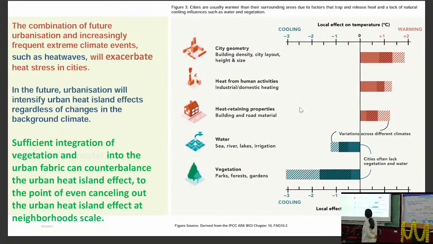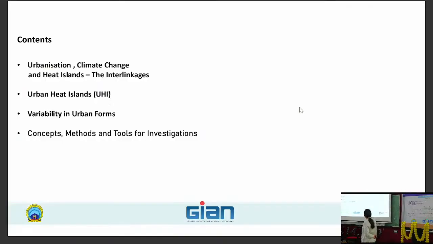So, keeping in mind what kind of geometry we have to see: whether there is variation in building density, height, size, which is reflected in our local climate zone classification. Then what kind of activities, whether residential or industrial, what kind of building and material it is, and water and vegetation. All these things we are trying to capture in our LCZ also.